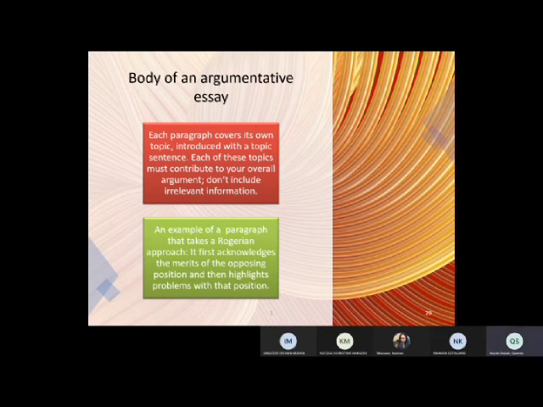So the body of an argumentative essay. Each paragraph covers its own topic, introduced with a topic sentence. Each of these topic sentences must contribute to the overall argument, so don't include irrelevant information. And as I always tell students, this is also difficult, not to include irrelevant information. But I am here to guide you. If you are confused with that, just book with me with your assignment and I'll be able to guide you.